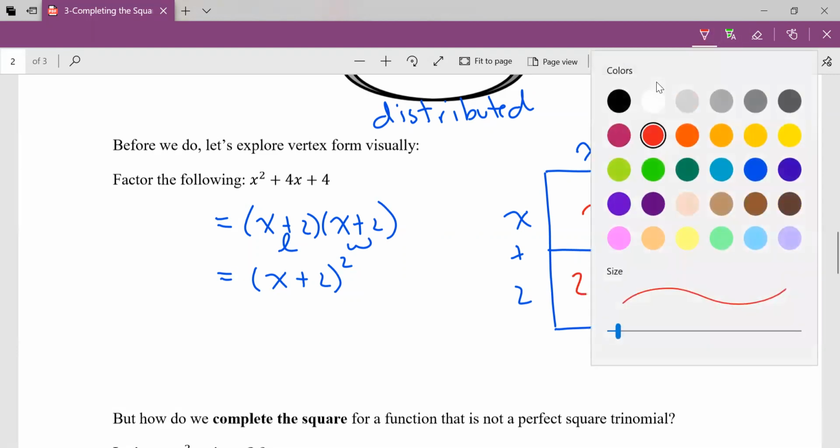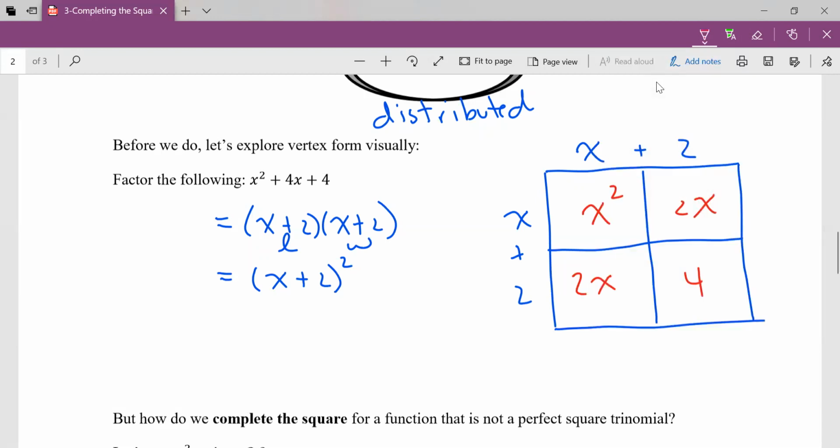So a couple of things I just want to point out here. Do you notice? There's our x squared right there. There's our 4 right there. But the 4x is split up into two parts that are the exact same, 2x and 2x. So really, again, it's split up into two parts. That's the same as saying divide by 2, isn't it? So this is a perfect square trinomial.